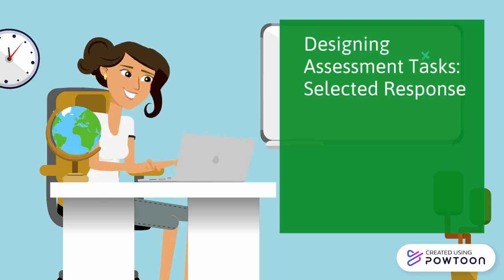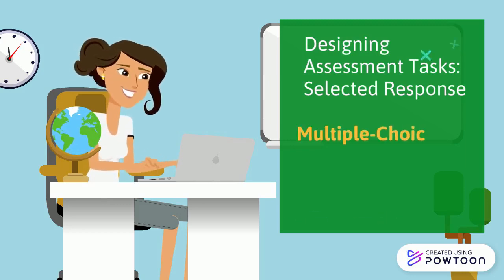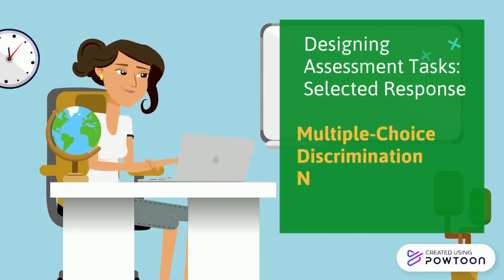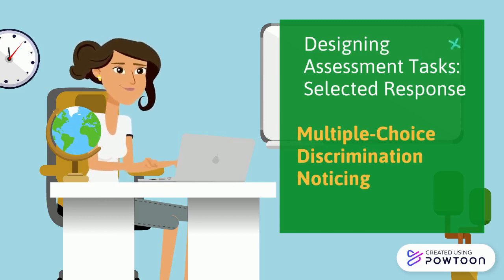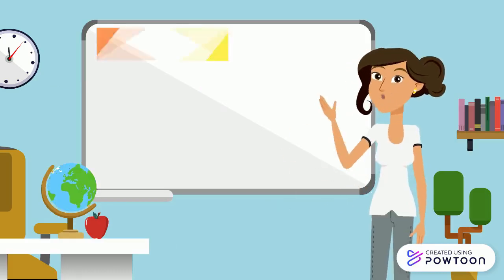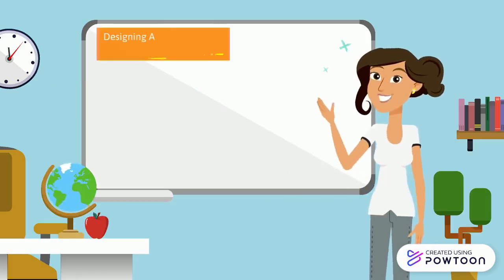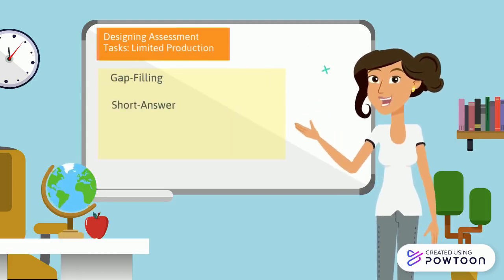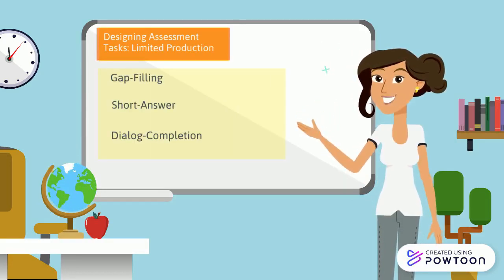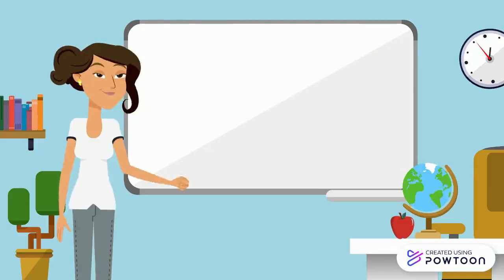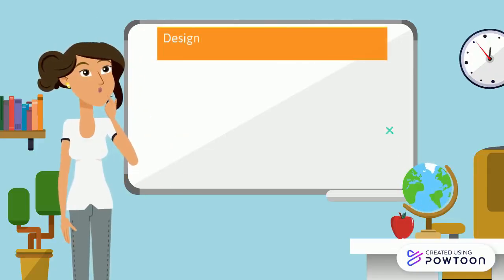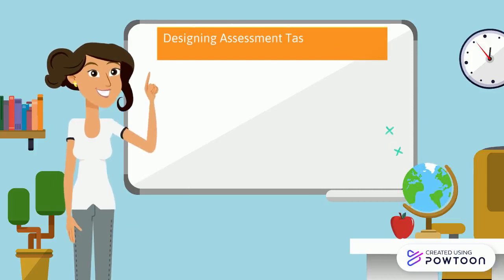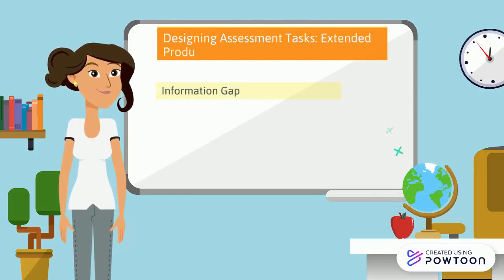The first one is selected response, and within this one we have several options such as multiple choice, discrimination, and noticing or consciousness raising tasks. The next category is limited production. For this one we have 3 options: gap filling, short answer, and dialogue completion tasks. The last category would be extended production, and for this we have information gap or info gap and role play or simulation tasks.